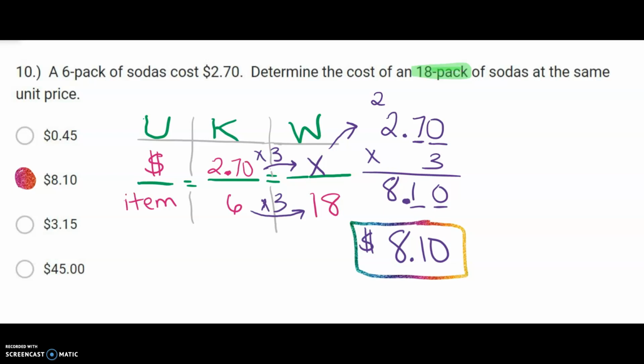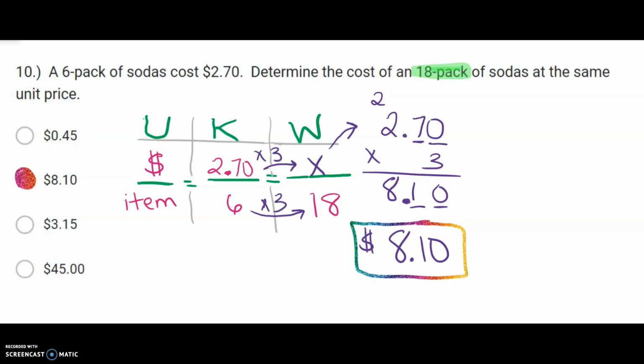But in this case, 6 to 18 is friendly, so what I want to know, I put my item as 18 so that I could just do this one step. So 6 to 18 as my denominators, I noticed would be 6 times 3 would give me the 18. So I followed the same pattern on my numerators. $2.70 times 3 would give me my answer of $8.10.